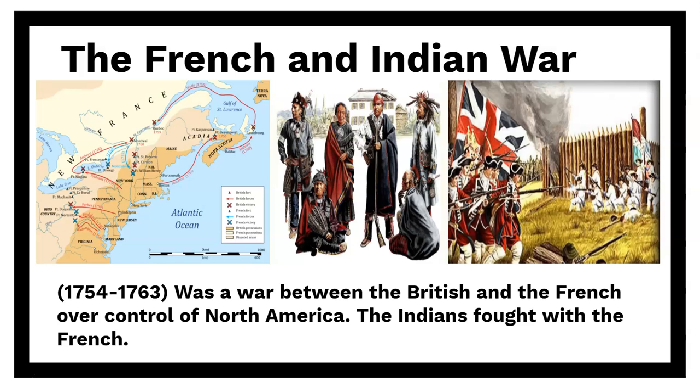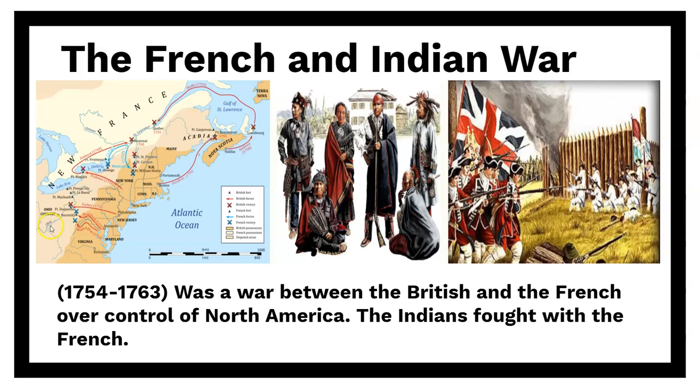It was a war, at least in North America, between the British and the French over the Ohio River Valley, or we'll just say North America. The Indians fought on the side of the French. Why? Guys, take a look at the map here to the left. You see the 13 colonies is going to be the darker beige region. The French controlled the interior part of North America.